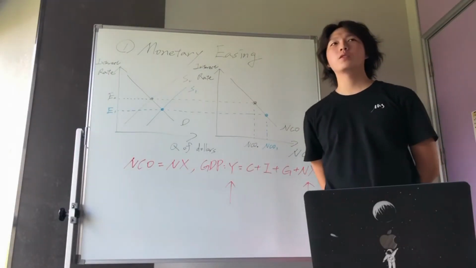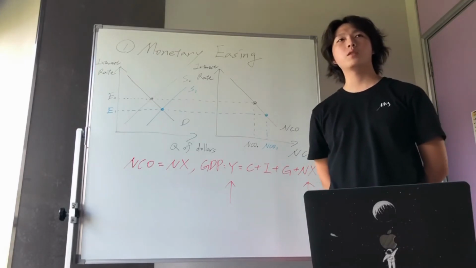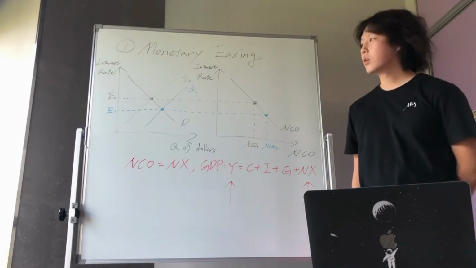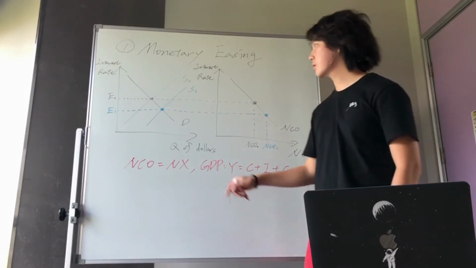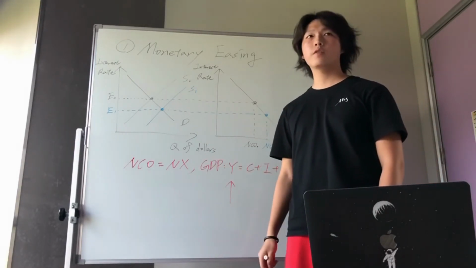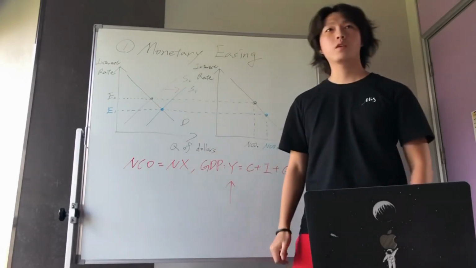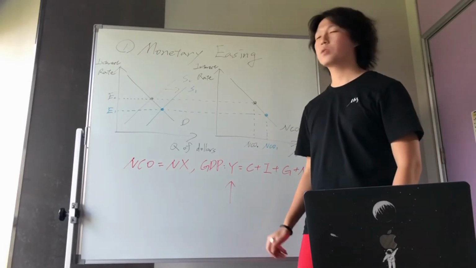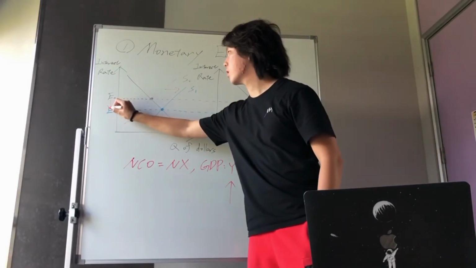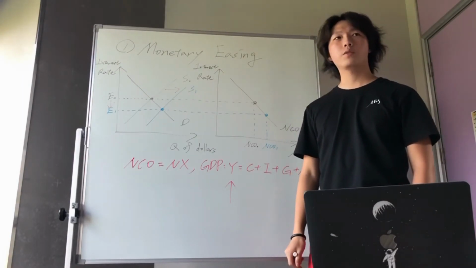The first arrow, monetary easing. I want to start from the model of interest rates and money quantity. With this policy, the money supply increases. The supply curve moves to the right, which causes the equilibrium interest rate to fall, and the quantity demanded for money increases.